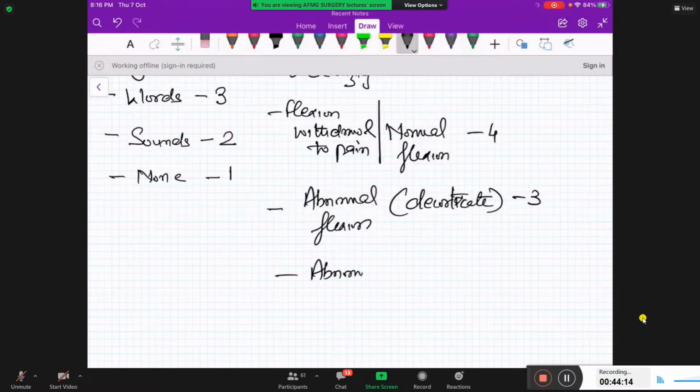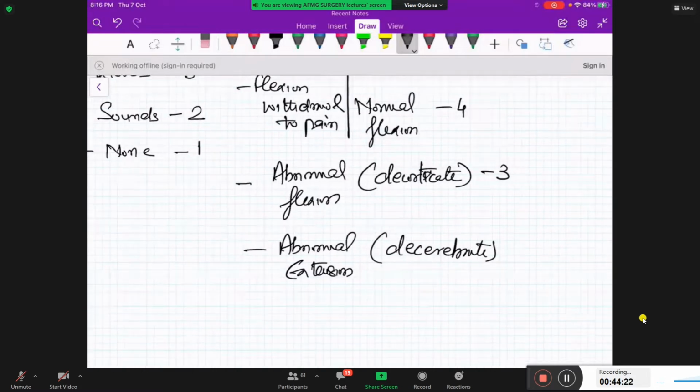Abnormal extension, decerebrate. What is decerebrate? This is decerebrate. You are applying a pressure, patient is doing this. Instead of doing this, he is doing this. This is decerebrate.